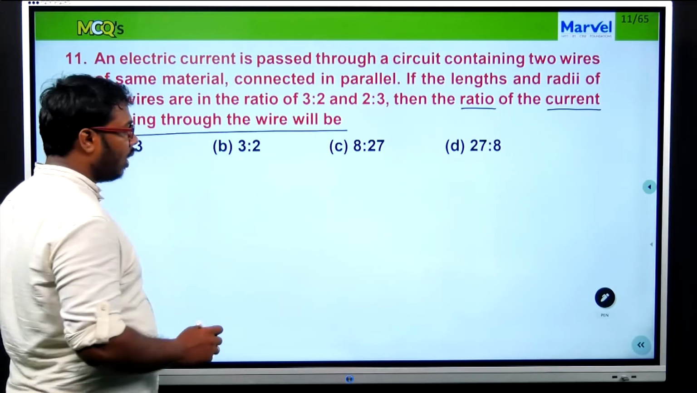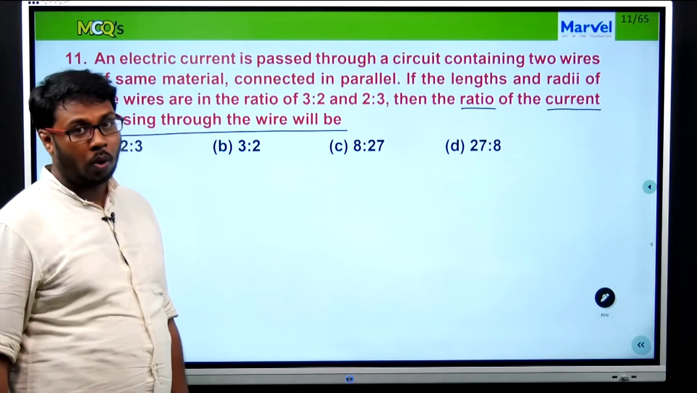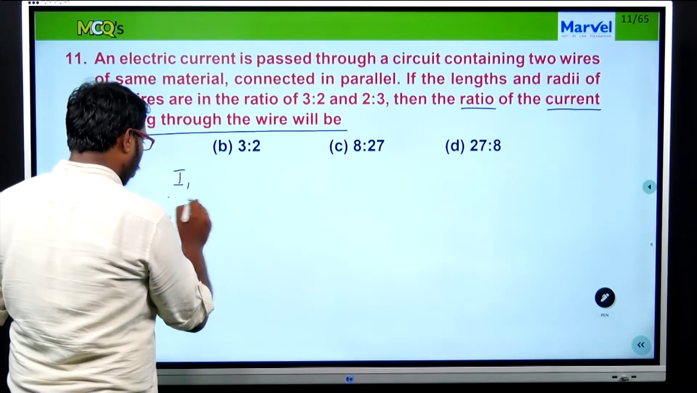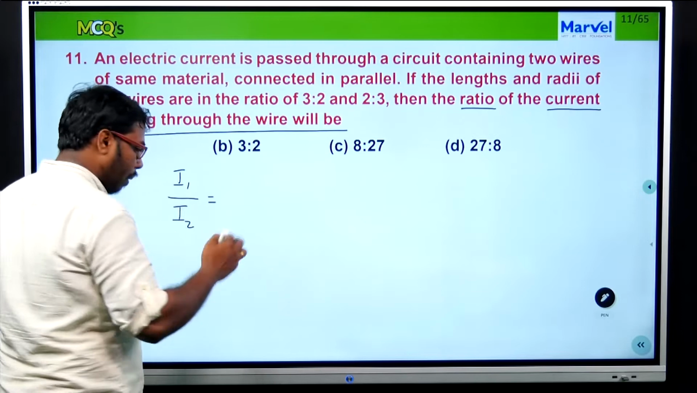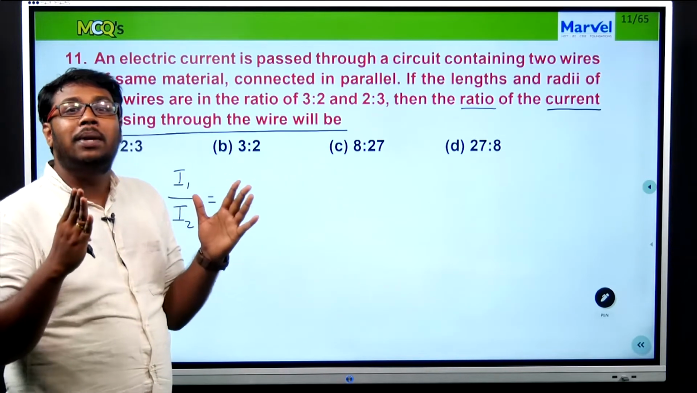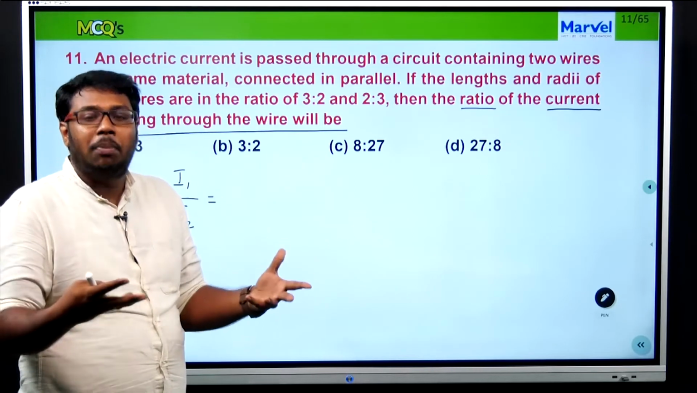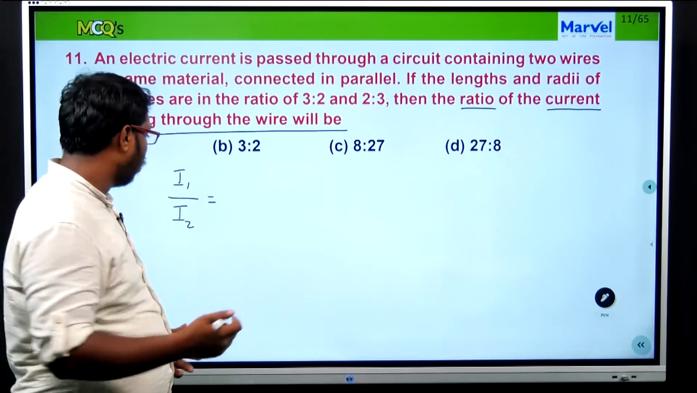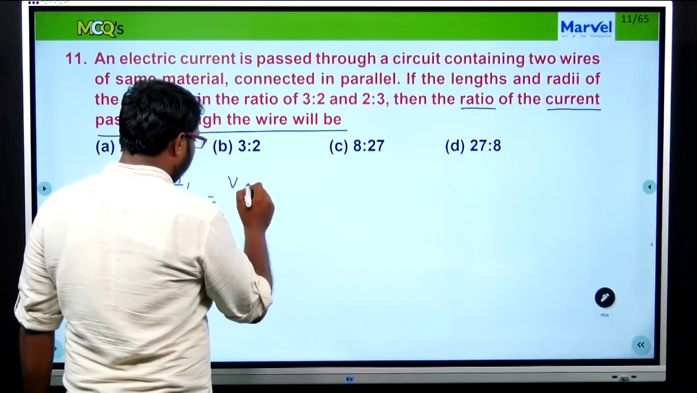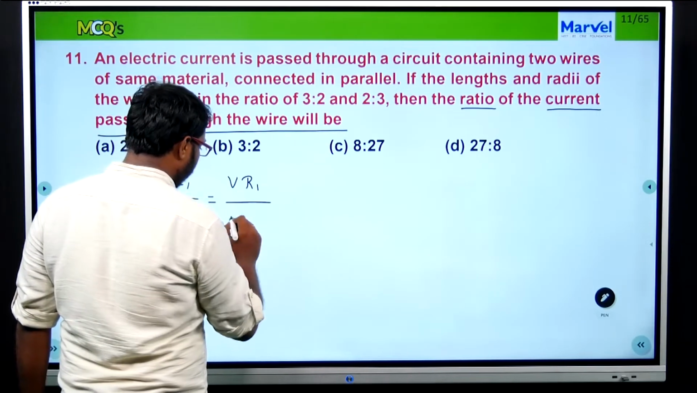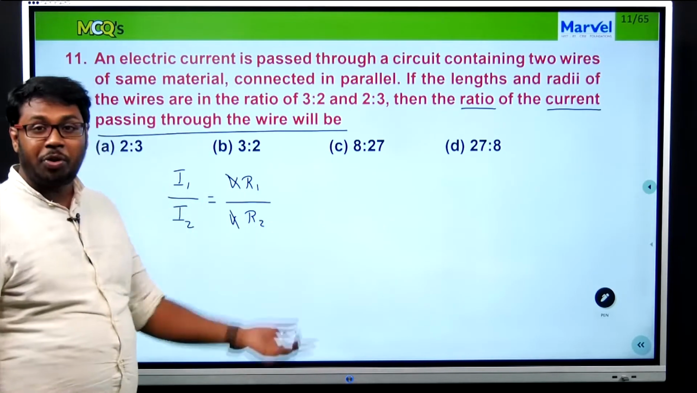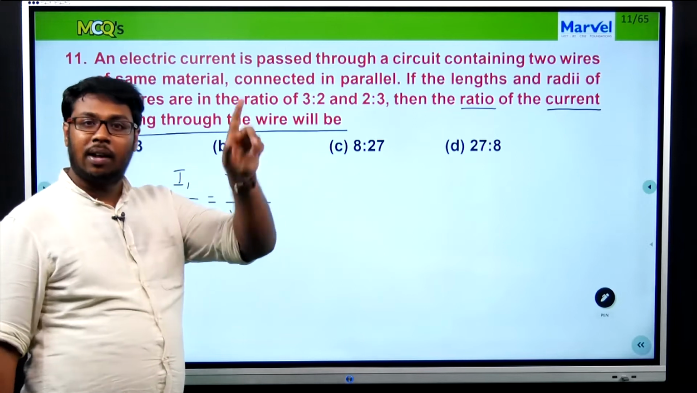So immediately I realize something. When two resistors are connected in parallel, what happens? The voltage drop on them will be the same, but the current will be different. So applying Ohm's law, I1 by I2 is equal to R2 by R1. Now we have to deal with everything in terms of resistance.